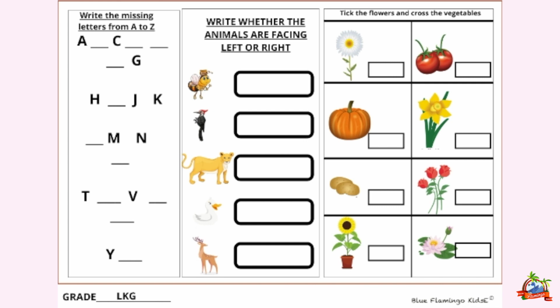In this video, we are having 3 different parts in which we will get to know about 3 different subjects. So the subjects are English, Maths and EVS. Let us start with our first subject, English. The question says, write the missing letters from A to Z.